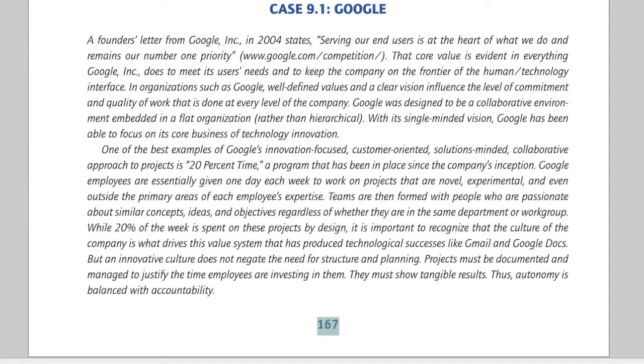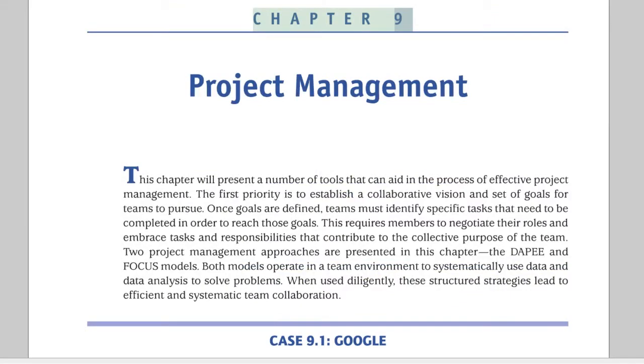Chapter 9. Project Management. This chapter will present a number of tools that can aid in the process of effective project management. The first priority is to establish a collaborative vision and set of goals for teams to pursue. Once goals are defined, teams must identify specific tasks that need to be completed in order to reach those goals.